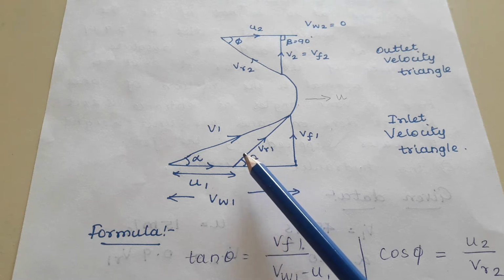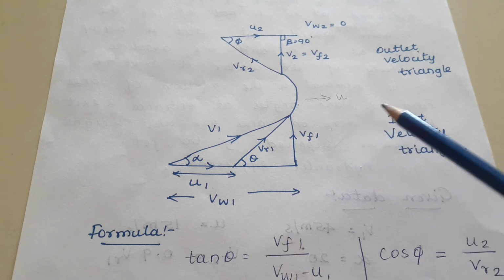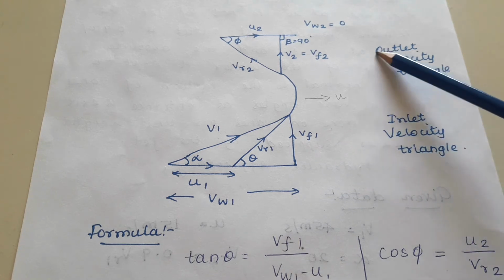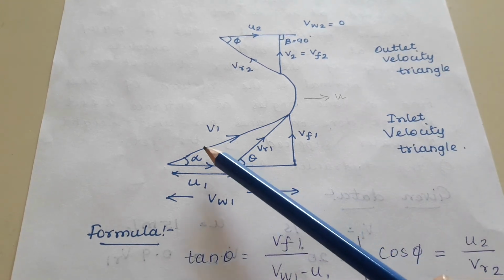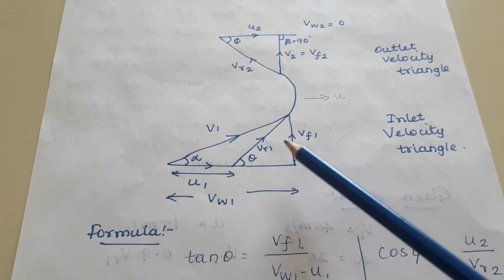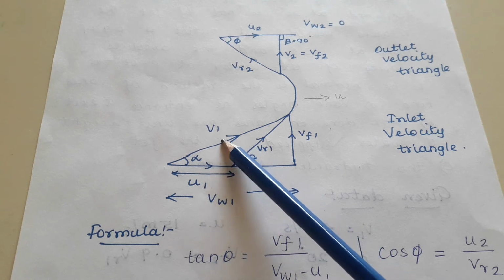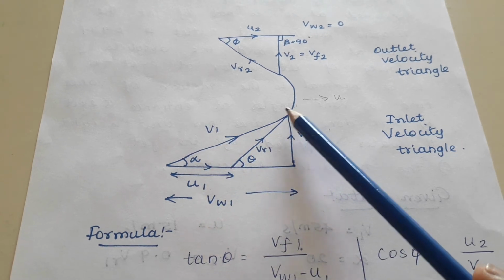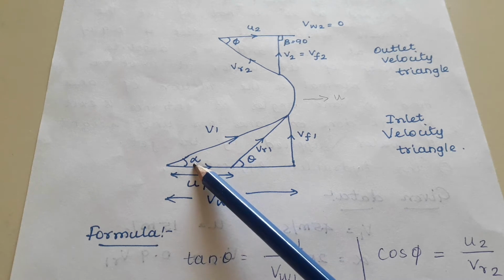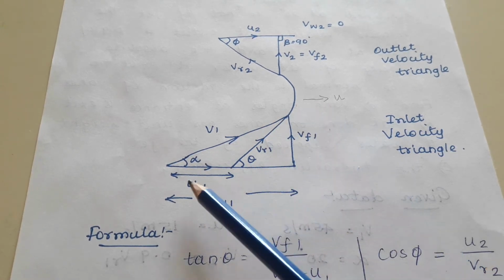Clear? Once again I am repeating. For solving the problem, you have to draw the velocity triangle for both inlet and outlet. In the inlet, you have to represent V1, U1, VW1, VF1, VR1 and the inclination angles. So V1 is the velocity of jet striking the vein. It has an inclination of alpha. U1 is the representation of vein velocity.